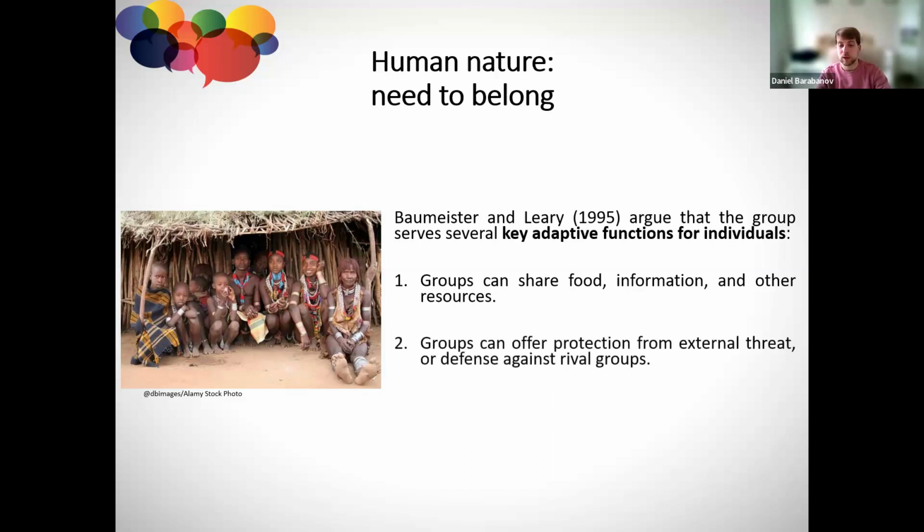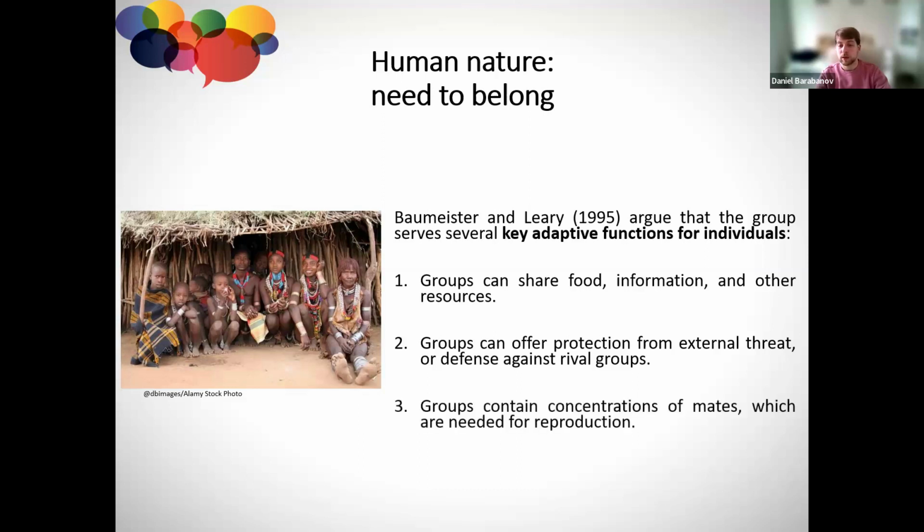So groups can offer protection from external threat, right? So if a group encounters wild animals and beasts or another group, again, your chances of survival alone are close to zero. So fighting together and protecting each other was a key essence of survival. And of course, the group was important for that.